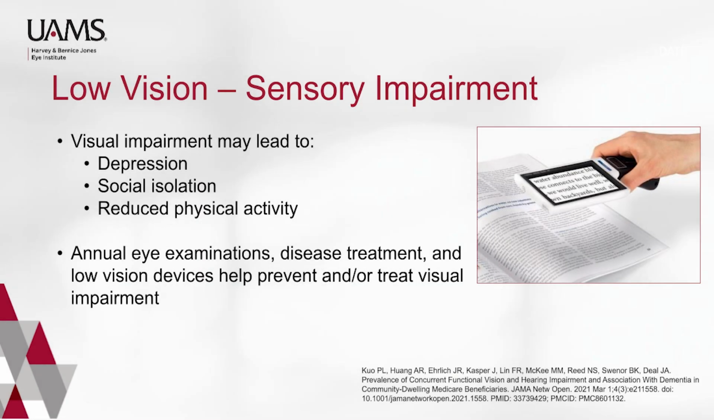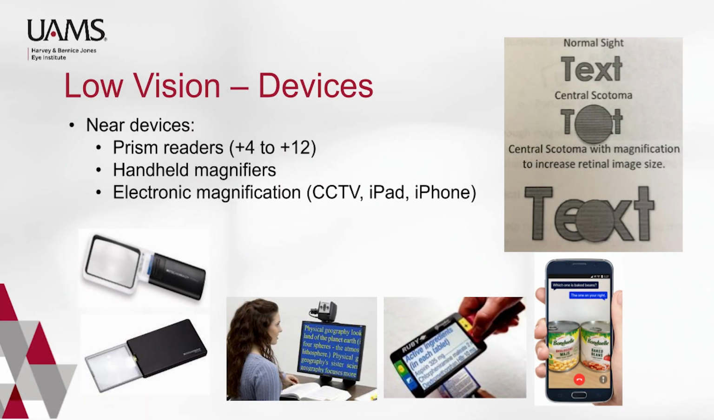Sensory impairment is also something that we see with low vision. So if a patient has visual impairment, it could lead to depression, social isolation, and reduced physical activity. Annual eye exams, again, are very, very important to prevent vision issues as well as these types of mental health problems. So in our low vision clinic, we have devices that can help at both near and distance.